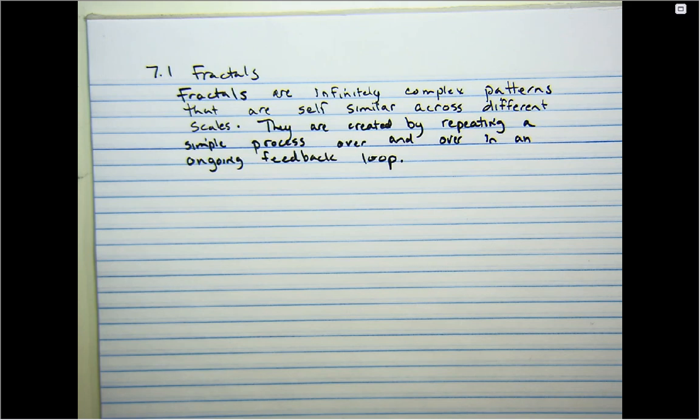So we will be spending Friday looking at how we can make some fractals. You don't have to hand in anything for section 7.1 except on Wiley Plus. There's no class activities for 7.1.